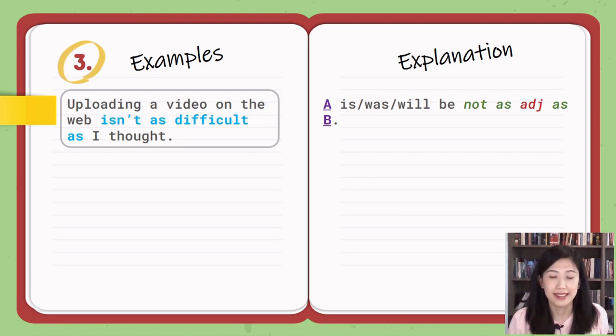The next example is this sentence. Uploading a video on the web isn't as difficult as I thought. This is another way to make a comparison. And the form goes like, A is, was, will be, B, not as adjective as B. Unlike the ER comparison, when we are using the format not as, as, here the adjective does not take ER. We use the adjective as it is. Not as tall as, not as difficult as, not as challenging as.